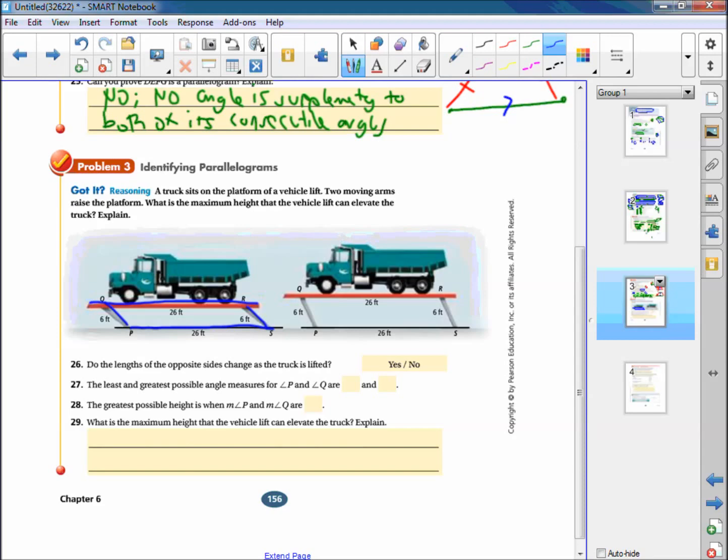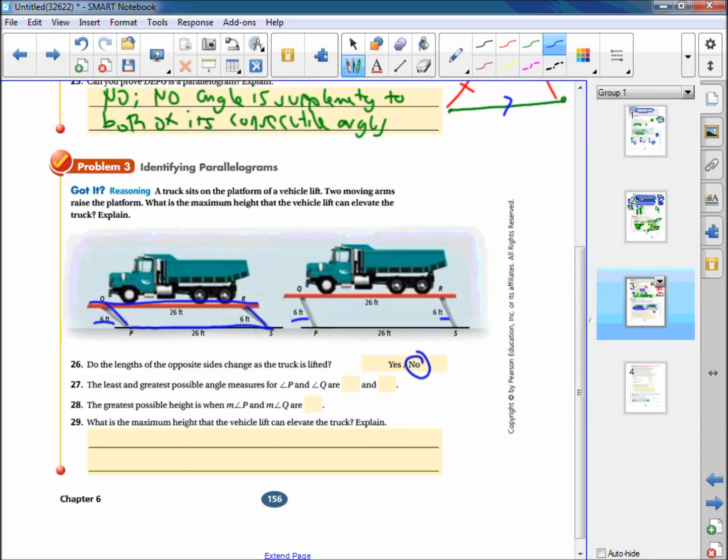Explain. Well, that's pretty obvious. It's going to be 6, but let's go through the steps. Do the lengths of the opposite sides change as the truck is lifted? Well, no, they don't. Okay? They're going to stay 6 all the time. So the lengths of the arms will always be 6. Doesn't matter whether the truck is at 6 feet or not. It's just the length of that arm is going to be 6.